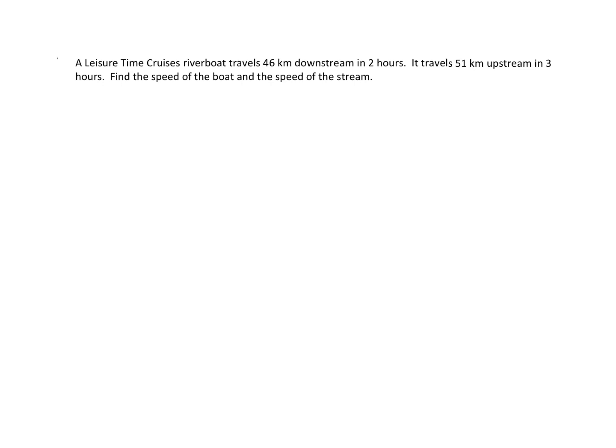For our last example, we're going to look at the following. A Leisure Time Cruises riverboat travels 46 kilometers downstream in 2 hours and 51 kilometers upstream in 3 hours. Find the speed of the boat and the speed of the stream. We're going to call B the speed of the boat. And again, notice I didn't just say B equals boat, because that's not what it is. It's the speed of the boat. For the speed of the stream, I'm going to use C for the current, or the speed of the stream.